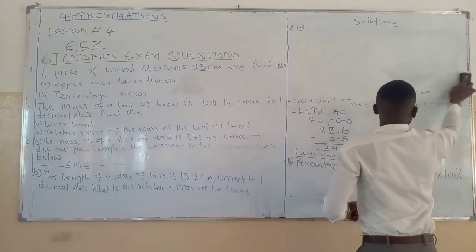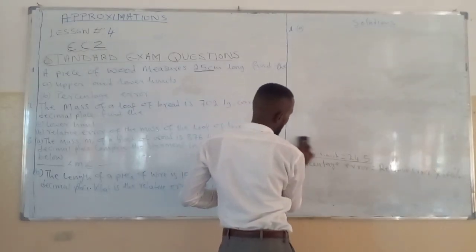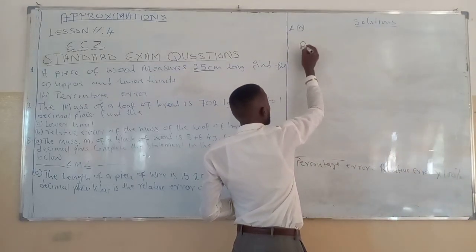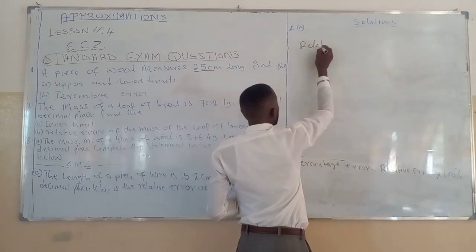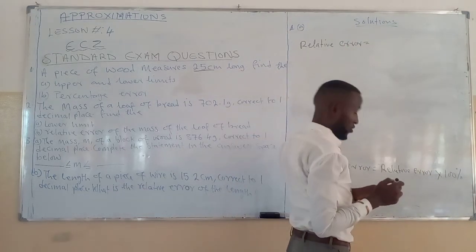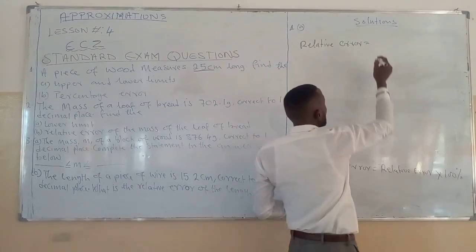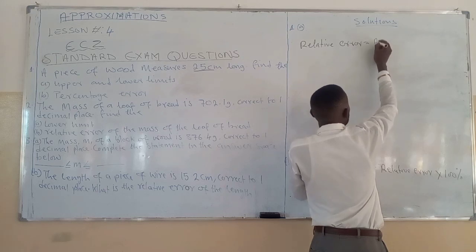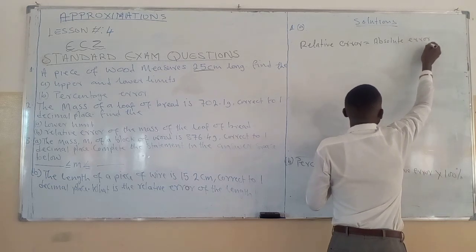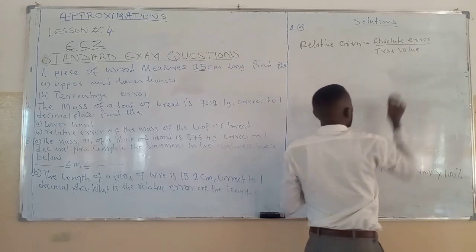Now let us work it from here. How do I find the relative error? Now, relative error, we know that it is simply the absolute error divided by true what? True value. Divide by true value.